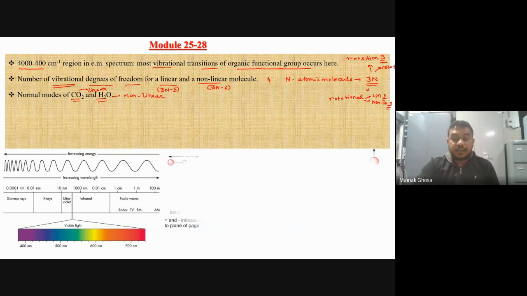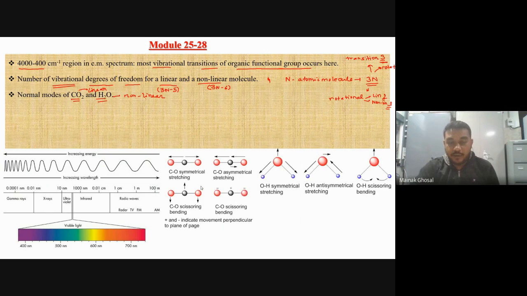Here come the different kinds of normal modes. So here you can see that there is CO symmetrical stretching and CO asymmetrical stretching, and 2 types of bending are possible. One is in plane, another is out of plane. But in case of water, you can see that one is symmetrical stretching, another is antisymmetrical stretching, and only one bending is possible.